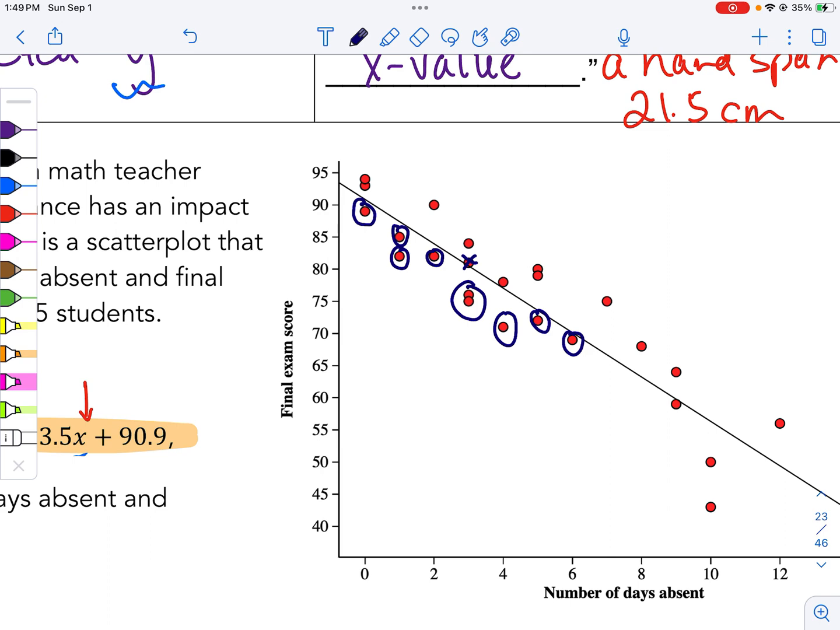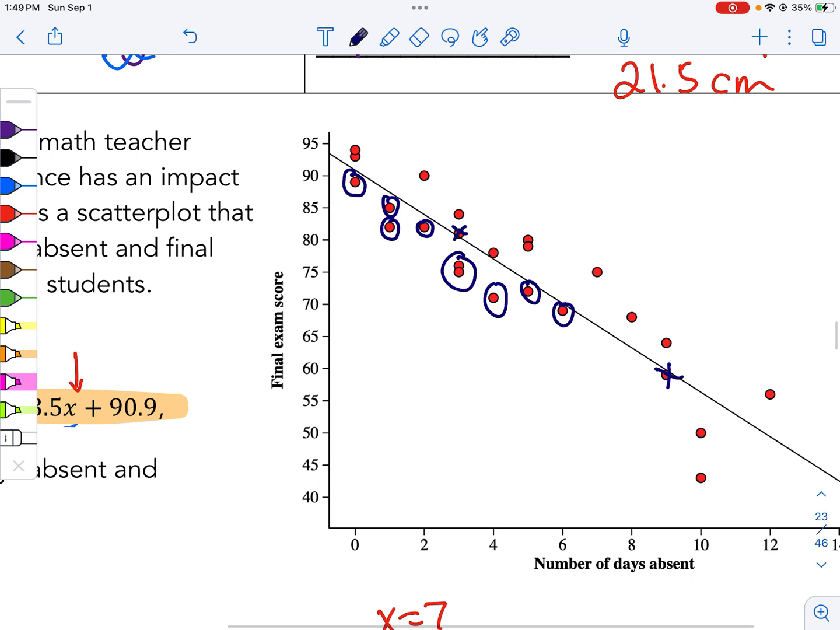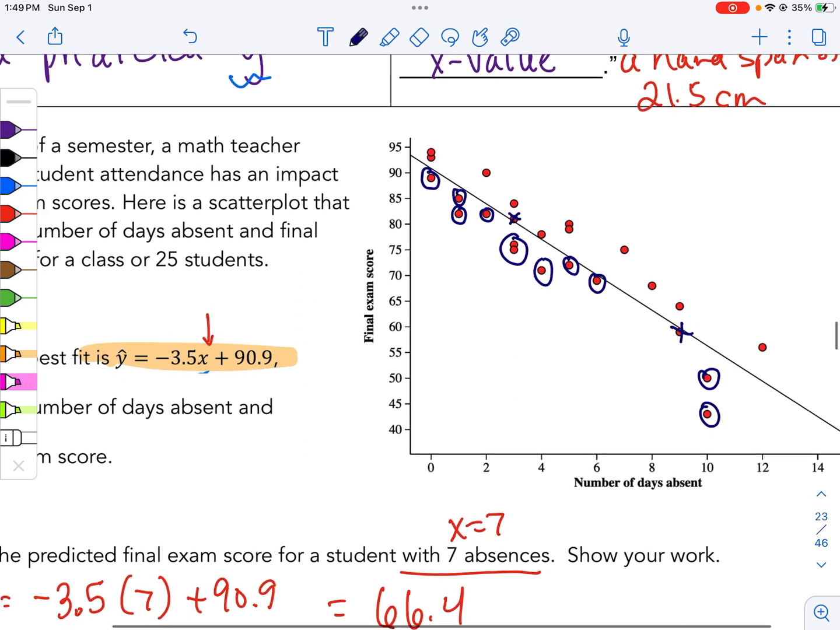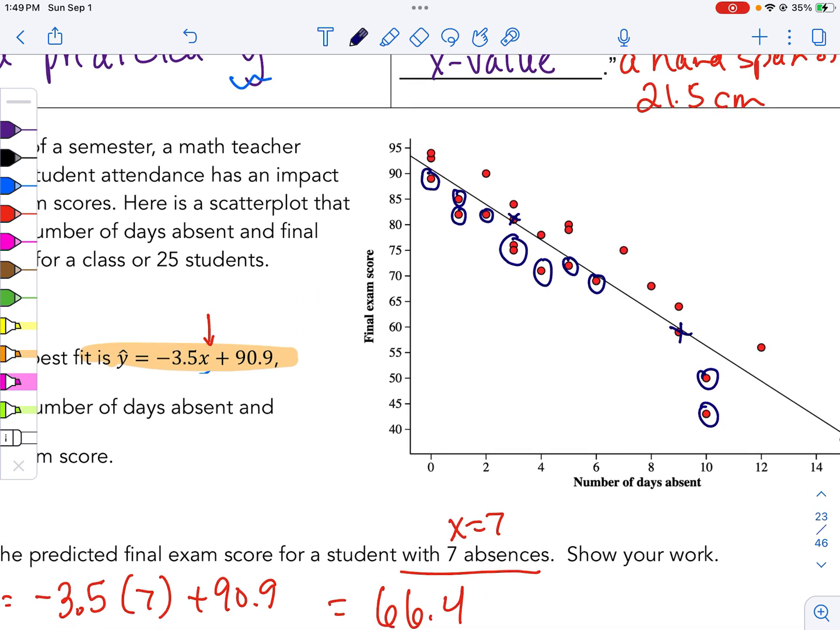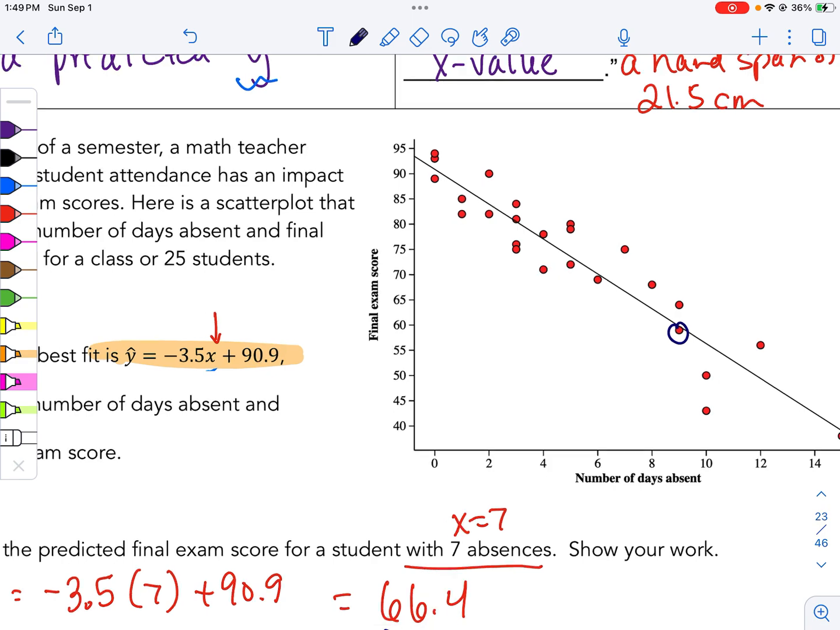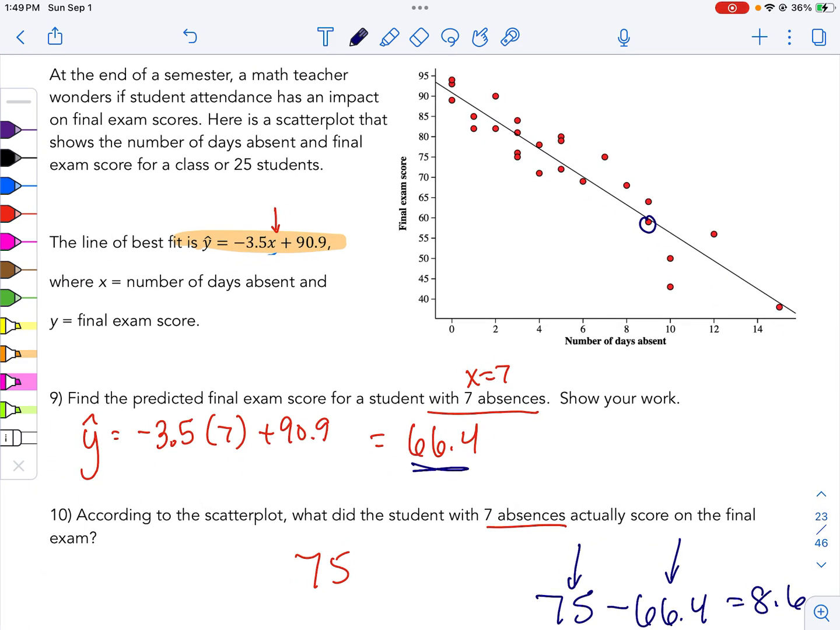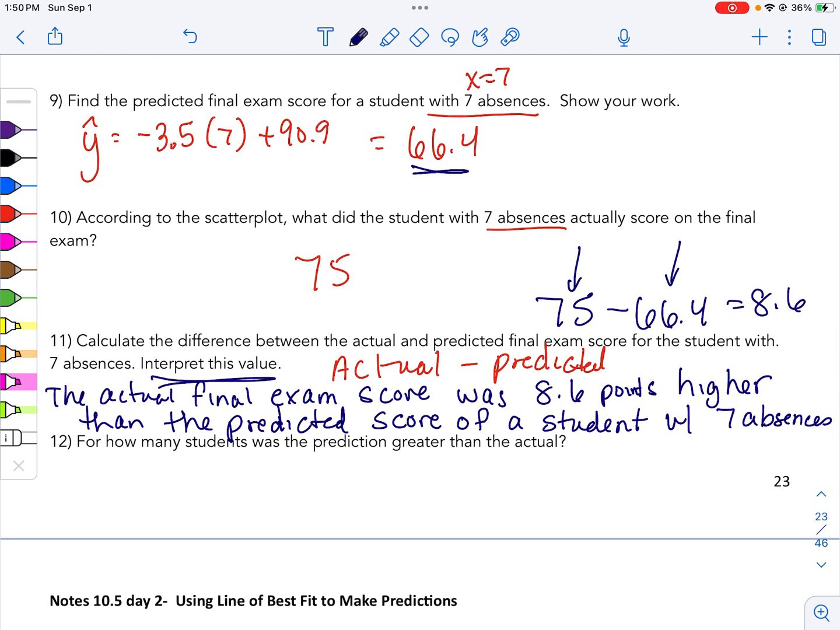This one's not touching, so 9. This one's touching, so I'm not going to count that one. So 9, and then 10, 11. Okay, so it was below for 11 people. Now, we could get a little more specific here. This one was below, right? So this guy was below, so we actually could count it. So we could get somewhere between 10 and 11 where the predicted score was higher than what they actually got. So I'm going to go 10 to 11 students.